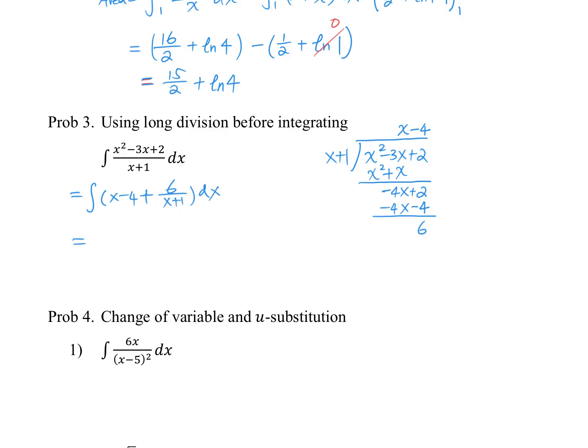And then we integrate term by term. The antiderivative of x is x squared over 2. And the next term is minus 4x. And this is where the natural log of x comes in. So plus 6 times the natural log of absolute value of x plus 1. And then plus c.